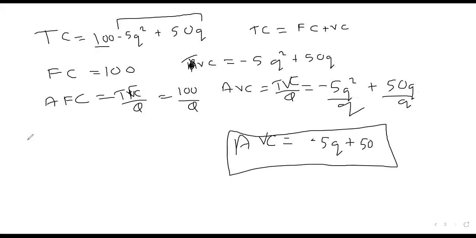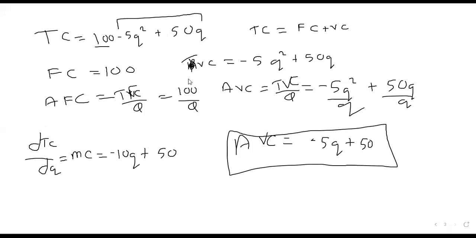Then marginal cost, who remembers? We differentiate the total cost over the quantity. This is called our marginal cost. So when we differentiate this whole function from our calculus, which we learned, what happens is 100, it's a constant, it drops out. Minus 5q squared, what do we get? We get minus 10q. Then the plus 50q becomes 50.